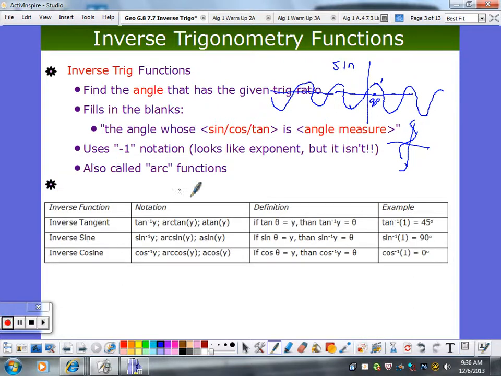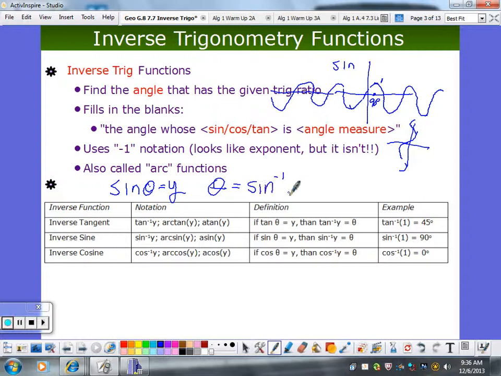This little notation is confusing. All right. Sine of theta equals y. So if you have an angle and you take its sine, you get a value. So what does inverse sine do? It's going to find theta for you given a y value.